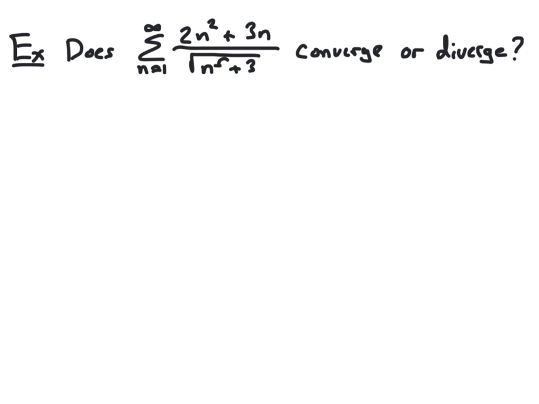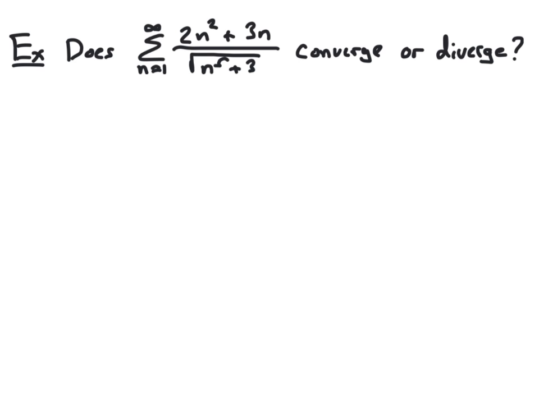In this example, we want to determine whether the series from n equals 1 to infinity of 2n squared plus 3n over the square root of n to the fifth plus 3 converges or diverges. If we tried to use the regular comparison test on this series, we would run into a different type of problem than we have in the past.